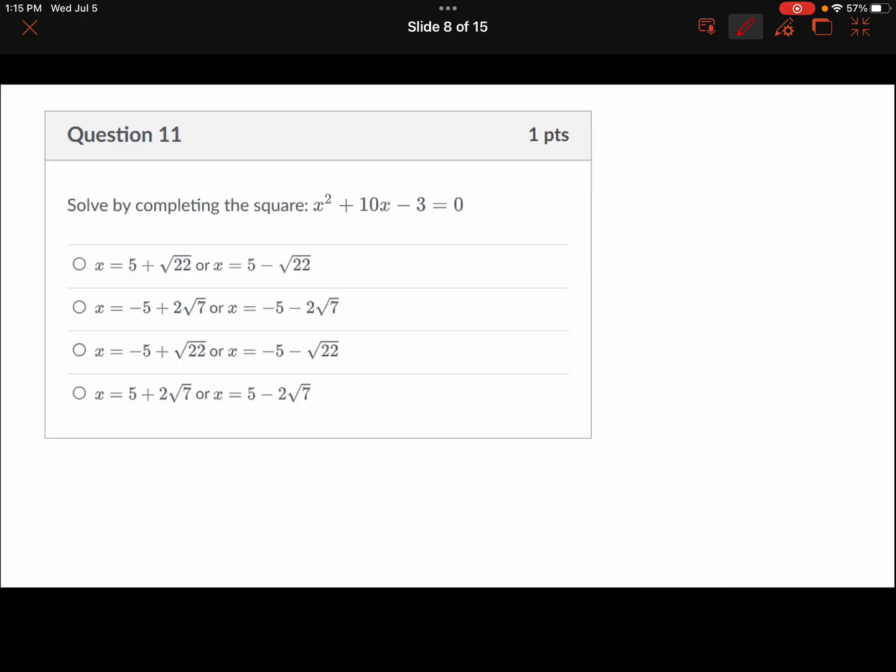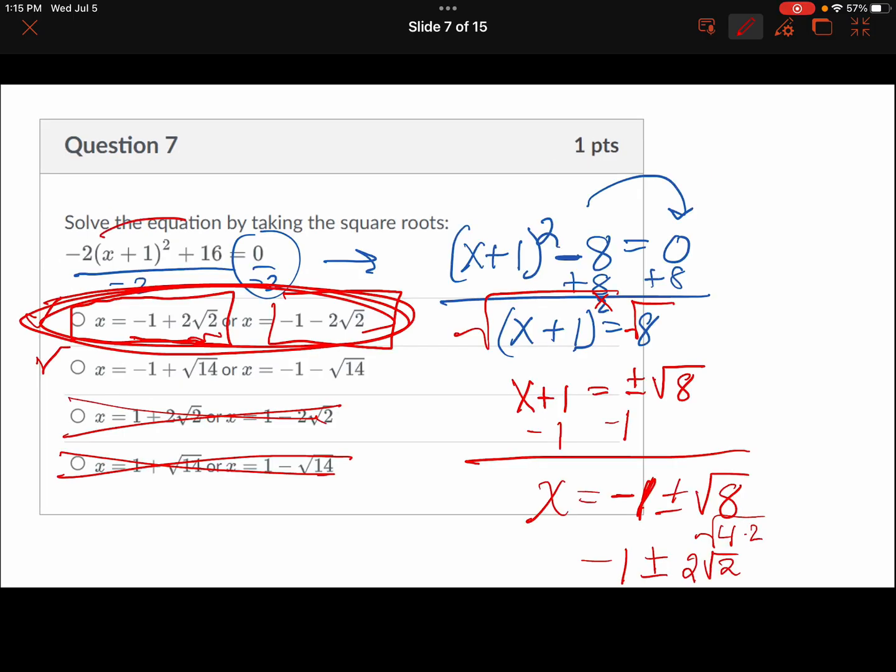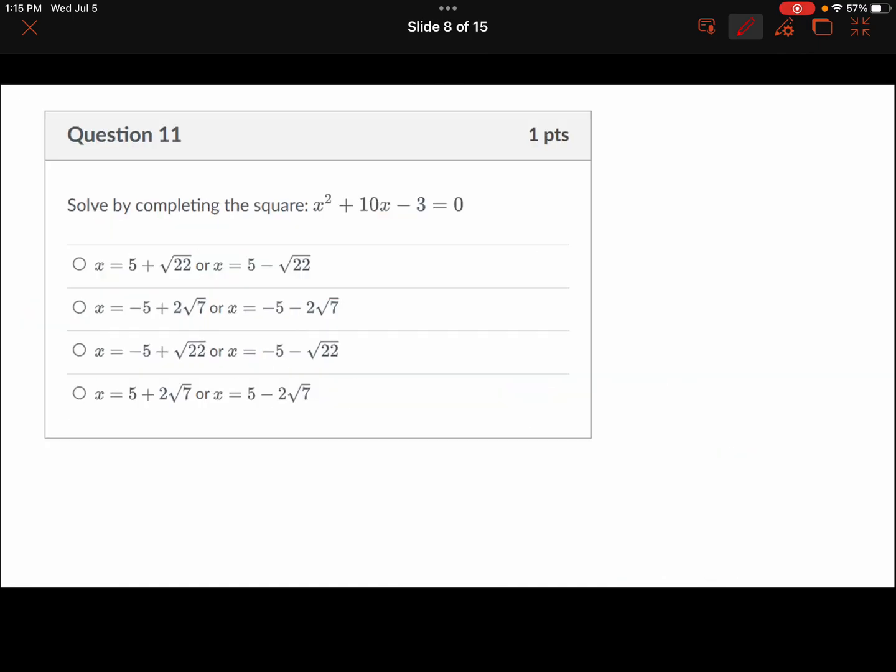Again, solve this one by completing the square. So what this is having you do is it's having you create a statement like this that you can take the square root of. So to complete the square, first thing you got to do is you got to get rid of this guy, move him over. So we have x squared plus 10x equals 3, because I added 3 to both sides.